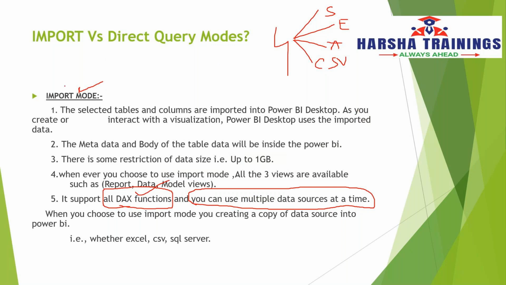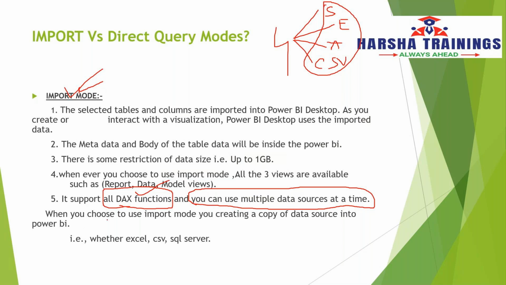With the help of import connectivity mode. So what is meant by this? You can gather the data from multiple different data sources at a time. You can use many data sources to get the data. From these four data sources also I can get the data. Is it clear?